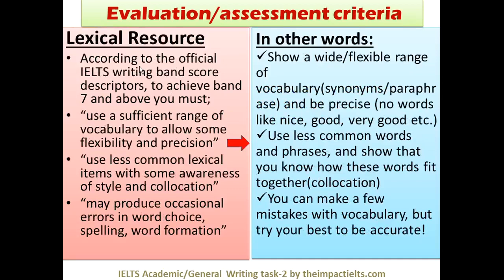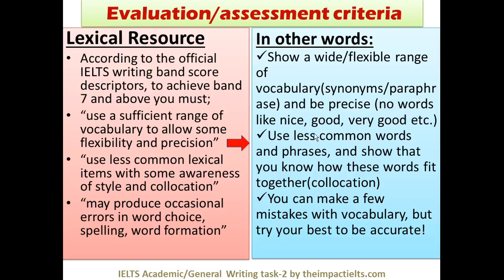Then we have lexical resource. It simply means vocabulary, but what exactly in the vocabulary? Use a sufficient range of vocabulary to allow some flexibility and precision. What exactly does it mean? Sufficient range means a wide range of vocabulary. What does wide range mean? Use synonyms, use paraphrasing, and be precise. And if you don't know the meaning of any of them, don't worry, I'm going to deal with them in detail in coming videos, right?